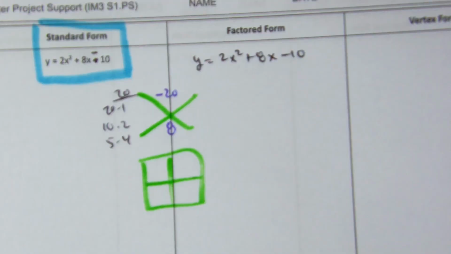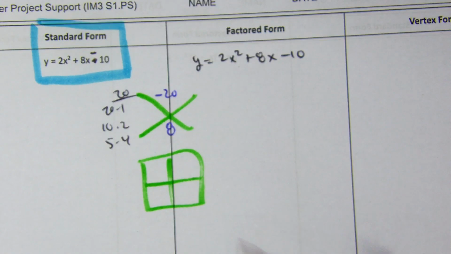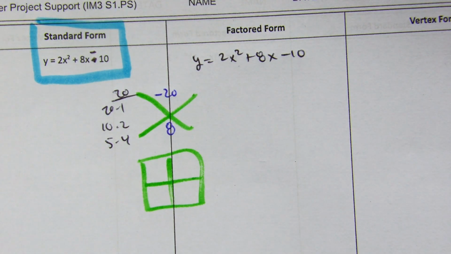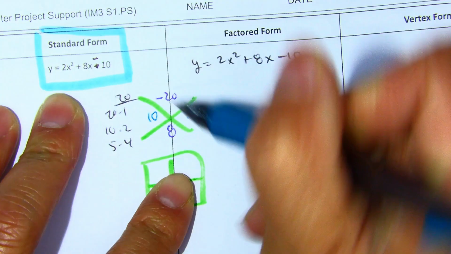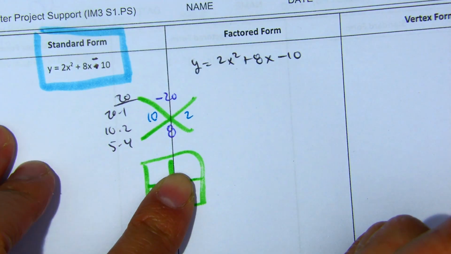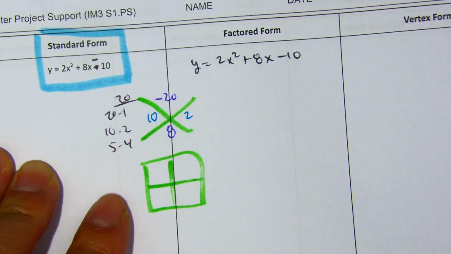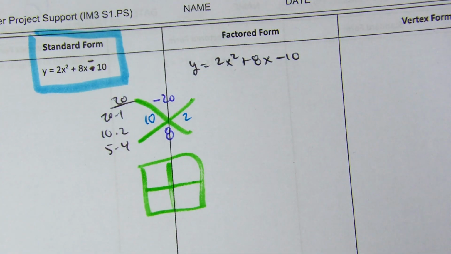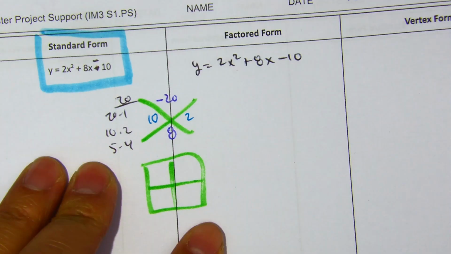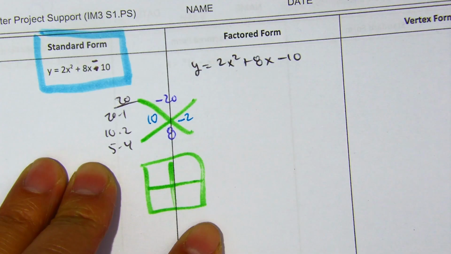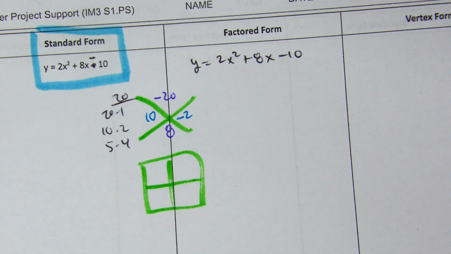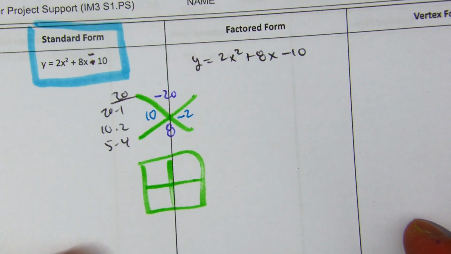What do we got? 10 times 2. Let's do that. Okay, Brianna. I know if I put in my calculator that does not equal negative 20. So which one of those is negative? The 2 is negative. Negative 2 and 10 add to be 8. Ding. Okay.